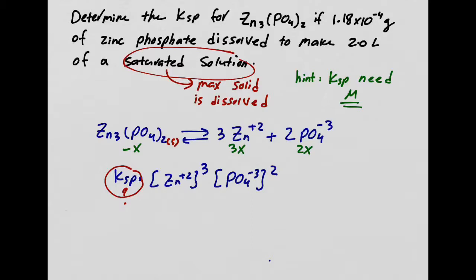What they give you is how much of the zinc phosphate dissolves. That's great. So we know this is the maximum of the zinc phosphate that dissolves. Now remember, here's my hint: for Ksp, you need molarity. So what I'm going to do is go to the next page so I have enough room, and convert that to molarity. 1.18 times 10 to the minus 4 grams of zinc phosphate dissolve. That's the maximum that dissolves. I'm going to convert it to moles.